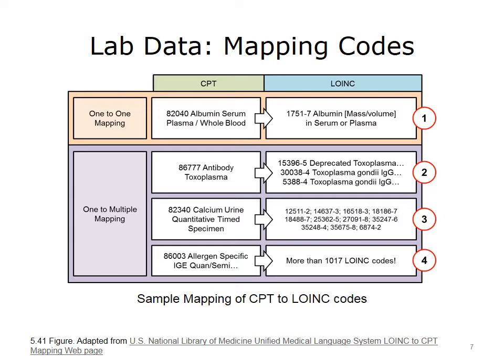The second row shows one toxoplasma CPT code matching to 3 LOINC codes. The next row shows one CPT code matching to 11 LOINC codes. And the last row shows a 1 to more than 1,017 LOINC code matching. Note that part of the matching problem is due to the fact that CPT codes do not specify the details as much as the LOINC coding system does. These coding and interoperability issues limit the ability of data managers and population health analysts to merge various population health data sources that use different lab coding systems.